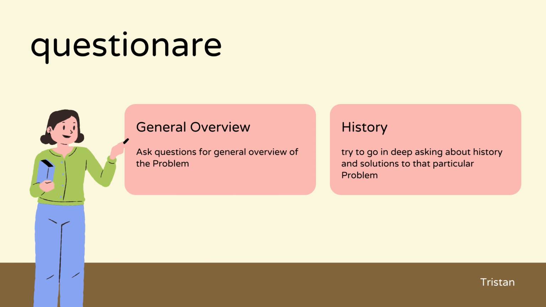This is called a questionnaire. What is a questionnaire? Ask questions for a general overview of the problem. If you're taking a problem of teenagers, mining, drug addiction, alcoholism, anything, a general overview of the problem. So the first few questions will go for the general overview. We want to know their understanding of that problem. Then history, going back: what was the situation of that problem in the past and how it has changed today. What is the new generation's outlook towards that problem?